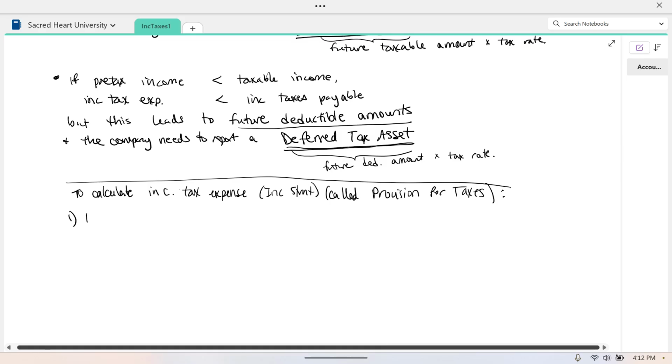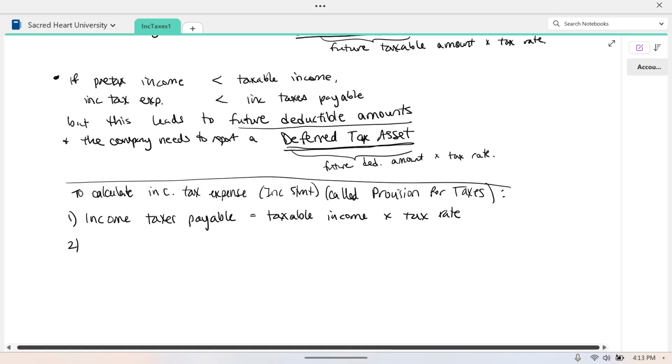One is calculate our income taxes payable. That's from the tax form. Equal to the taxable income times whatever the rate is. All right, so this assumes we know the taxable income. How do we determine taxable income? You learned that in your tax classes. Here we're just simply looking at the difference between our provision for taxes and our taxes payable.